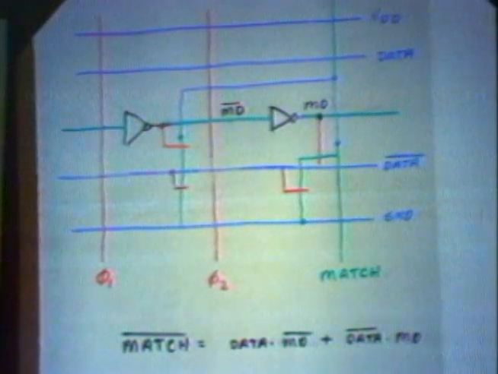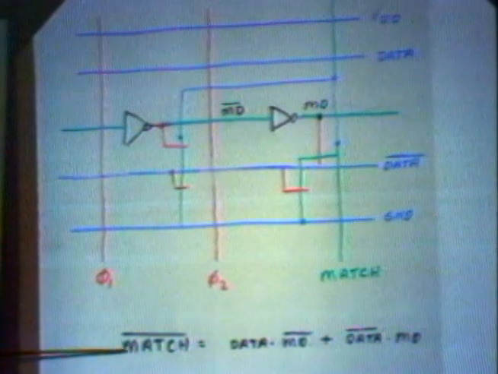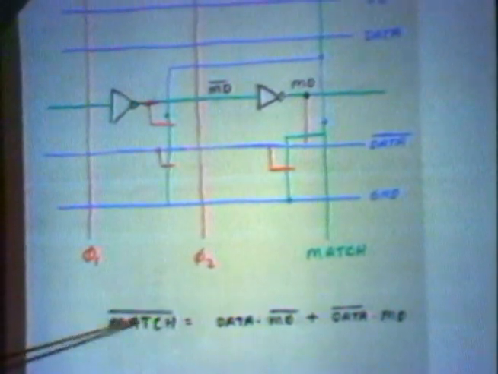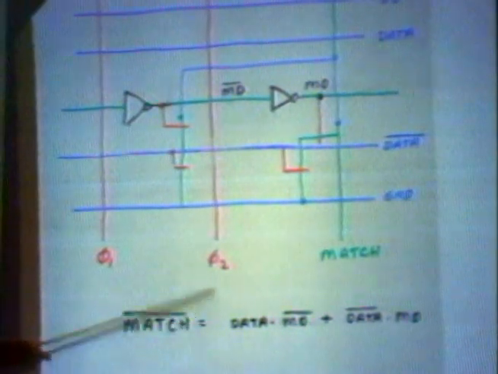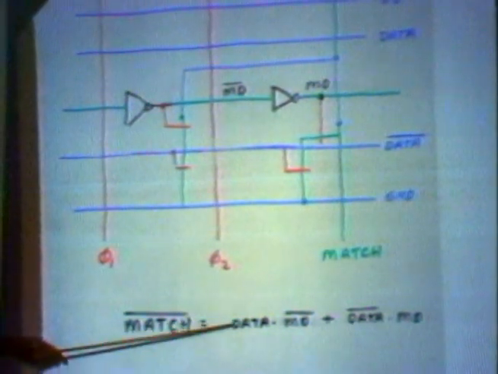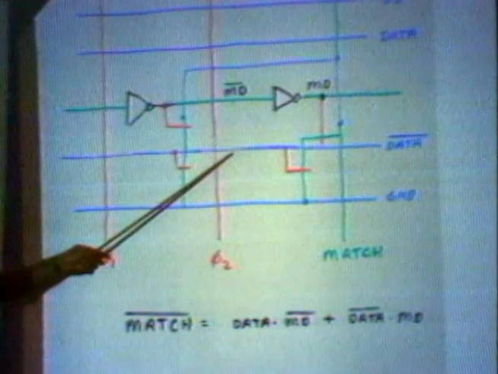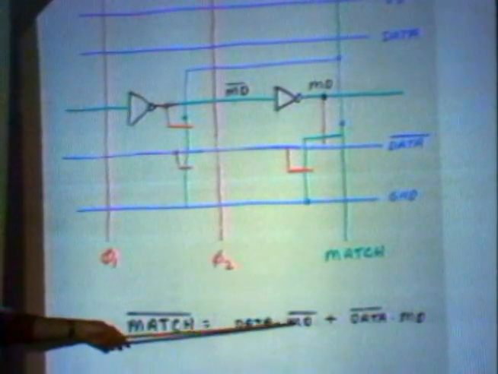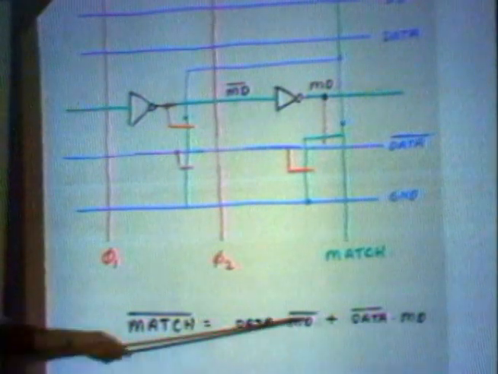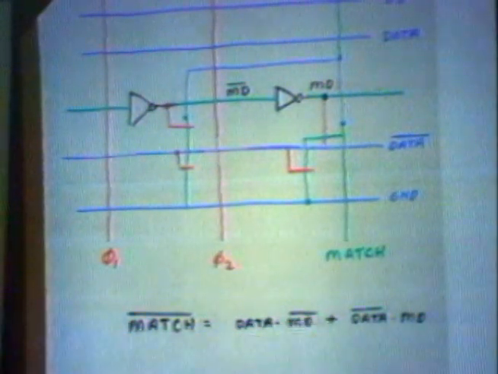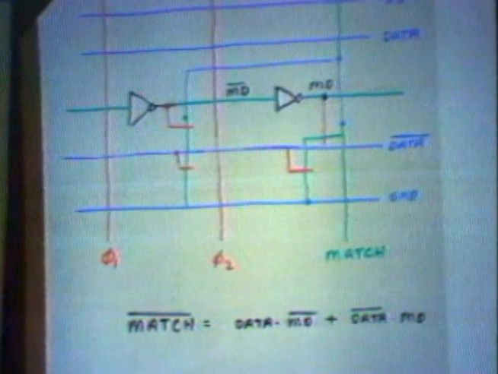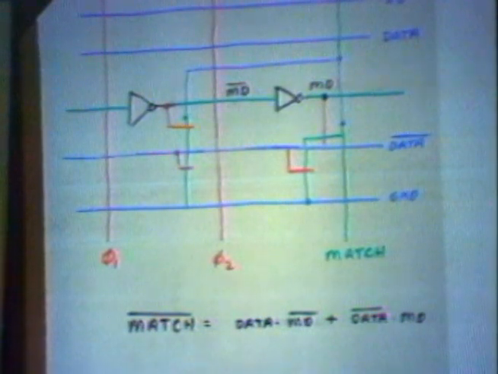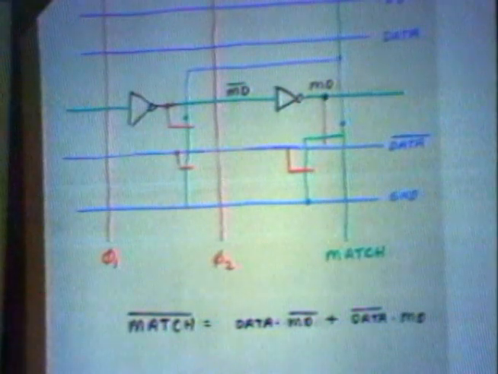Okay, in order to do the matching function, which is specified in the equation below, actually this is the not-match function. You want, if the data on these lines is ANDed with the inverse of the data that's stored in the memory, if either of those is... did I get that backwards? If you, pardon? It's the XOR function, that's right. You're just doing a matching function. Is the data line confused?